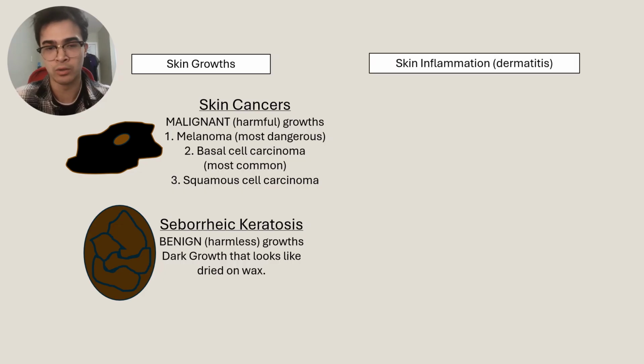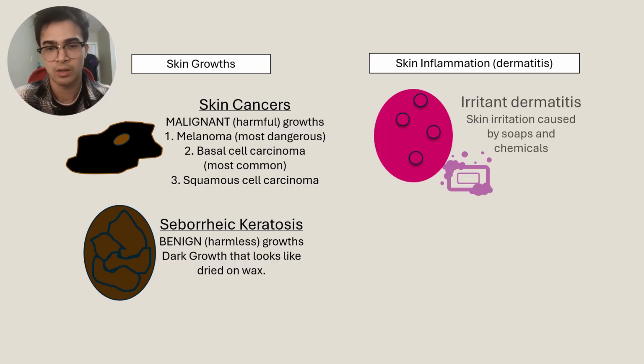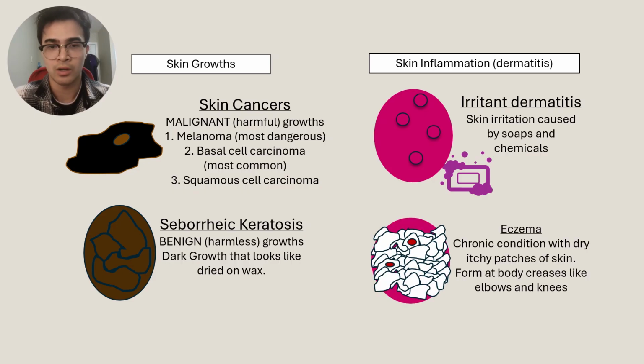Our second category is skin inflammation or dermatitis. Our first dermatitis is irritant dermatitis, which looks like a rash accompanied with a couple bumps, a little reddish as well. And this is caused by soaps and chemicals. Our second skin irritation is called eczema. And be sure not to confuse it for emphysema, which occurs in the lungs.